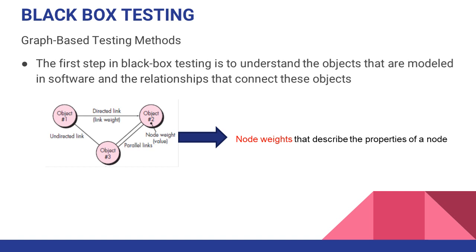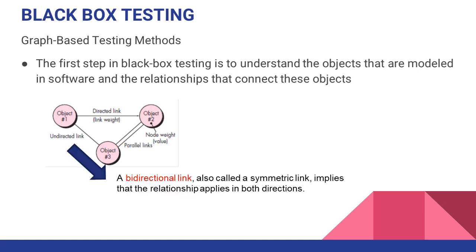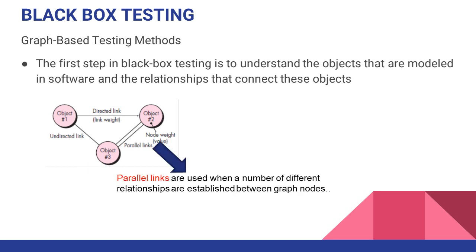Nodes are represented as circles connected by links that take a number of different forms. A directed link, represented by an arrow, indicates that a relationship moves in only one direction. A bidirectional link, also called a symmetric link, implies that the relationship applies in both directions. Parallel links are used when a number of different relationships are established between graph nodes.